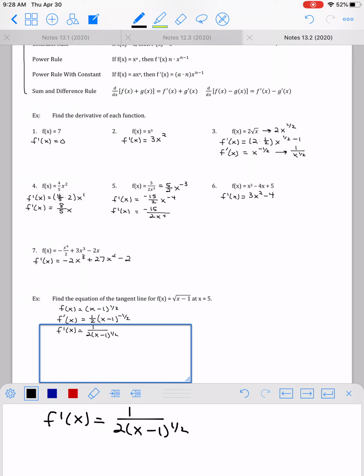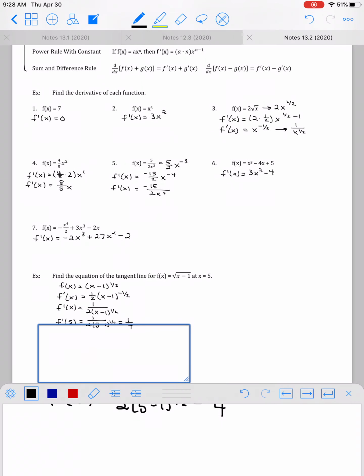And now we're going to plug in. So we want the equation at 5. So I need to find the slope. So here comes the slope at 5. 1 over 2 times, and that's where I'm going to plug in my 5. Okay, so 1 over 2, 5 minus 1 to the 1/2. So that looks like that's going to be 1/4. So there's our slope.